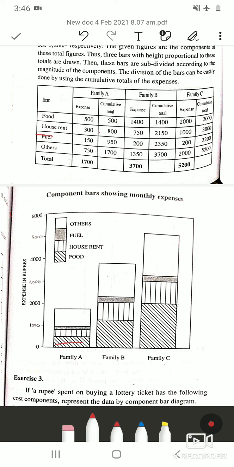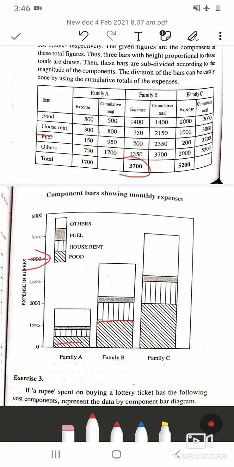So now for family B, the total expense is 3700. So draw a rectangular bar of height 3700. So once you draw a rectangular box, then next let us divide it into sub components. So for food, family B spends rupees 1400. So 1400 will be somewhere here. So plot a straight line and shade it with the same shading that you have done for family A.